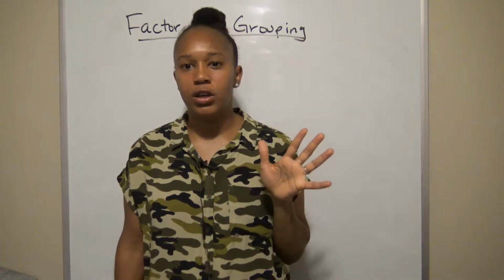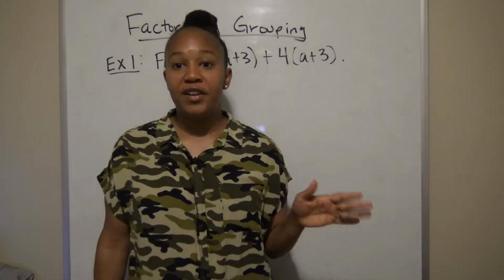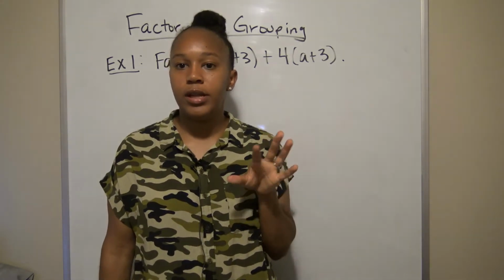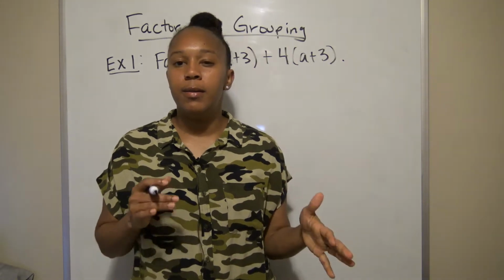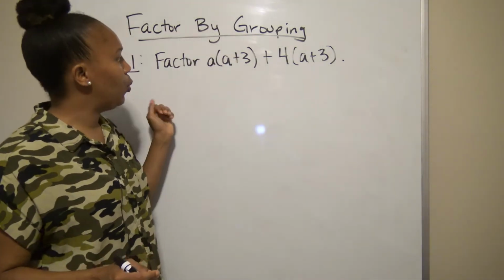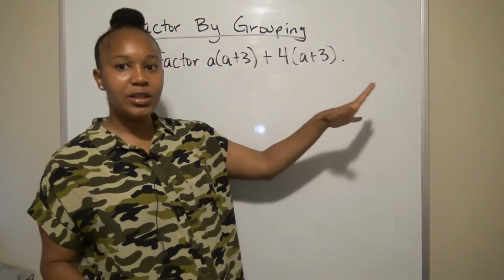Before we can talk about factor by grouping, I want us to look at just a simple factoring example where we factor out the GCF, because this is going to help us in our factor by grouping. So before I show you how to factor by grouping, let's first look at just a simple example of factoring out a GCF. So we want to look at this example. Example 1, we want to factor a times a plus 3 plus 4 times a plus 3.